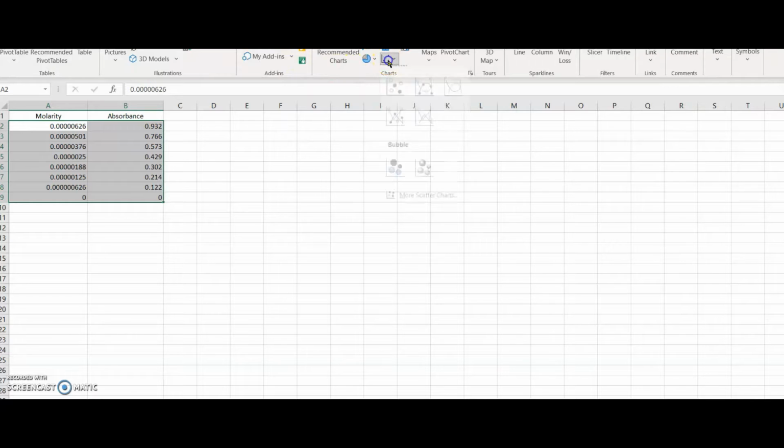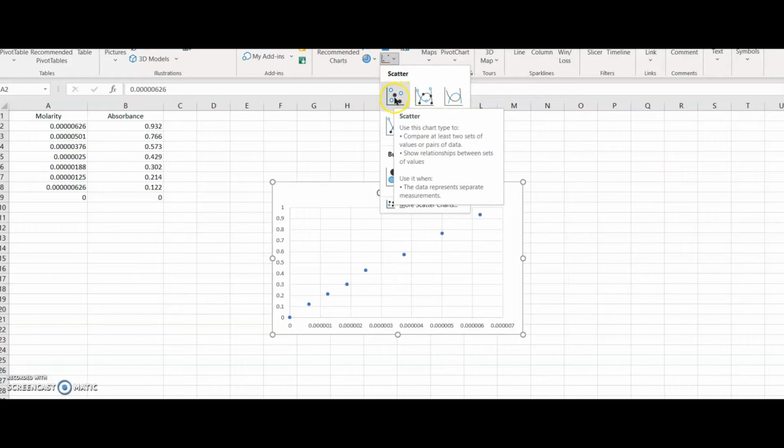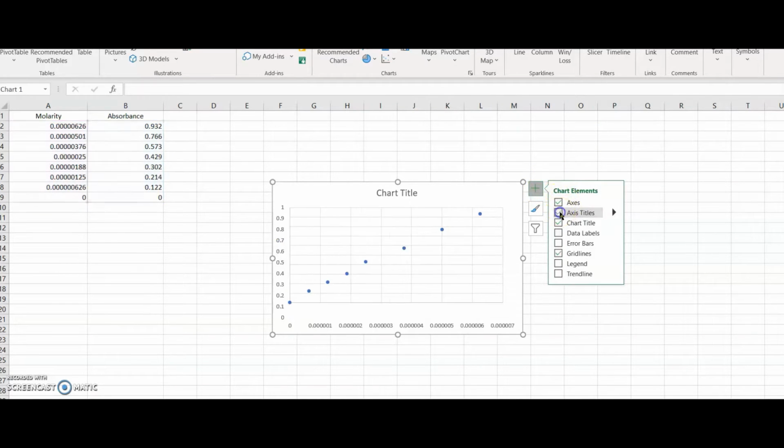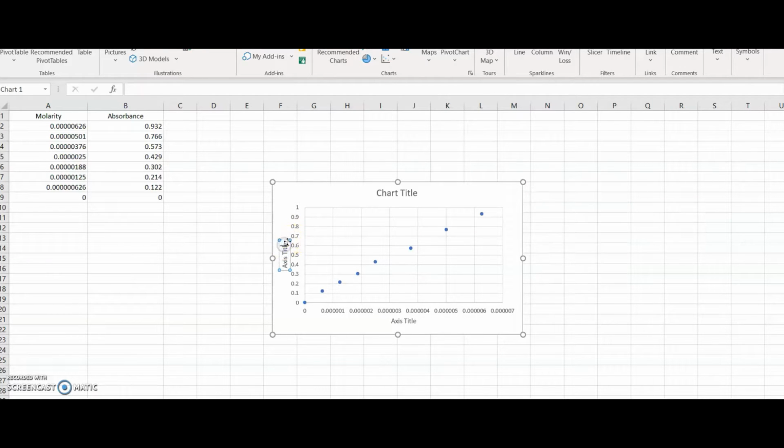And I'm going to go up to where it says insert, and I want to insert a chart for the graph. I'm going to pick this first scatter plot right here, and it's going to take that data and create the graph for me. I want to add titles for the axes, and then I'm just going to go in and adjust these. We want to have absorbance on the y-axis, and we're going to put molarity or the concentration on the x-axis.